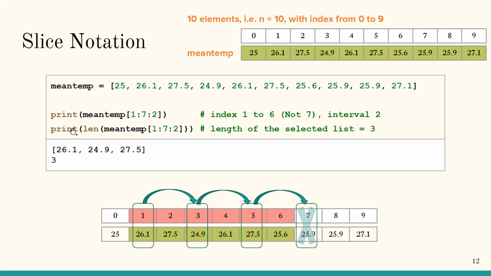And the length, this is a function telling you the size of your list. So the size of the list here, because it becomes 3 right here. The answer for your first print function is 3 numbers, and the length of that would be 3.